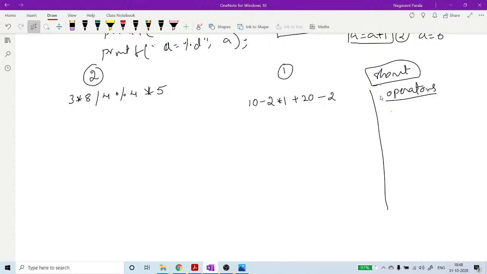That is what we have, minus is there, and star multiplication is there, as well as addition is there, right? So among all of them, according to our precedence table, which will have the high priority? Multiplication will have the high priority, then minus and plus will have less priority over multiplication. So first multiplication should be performed. Look, what should happen here, I'll underline: 2 into 1 multiplication should be performed first. So 10 minus 2 into 1, 2 plus 20 and minus 2.